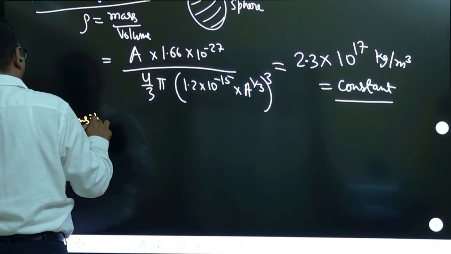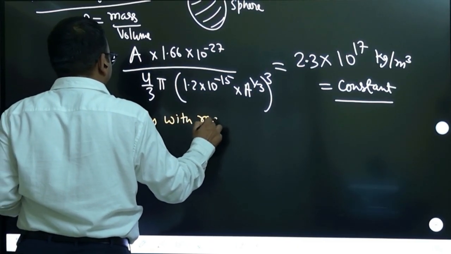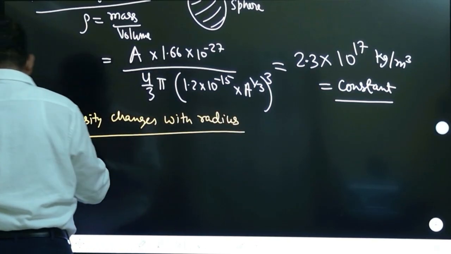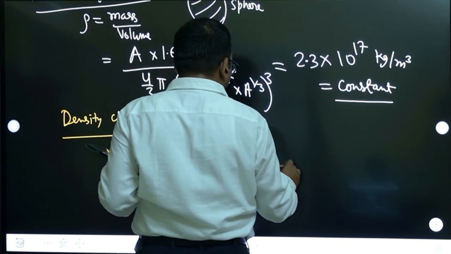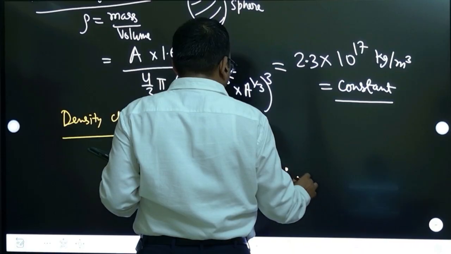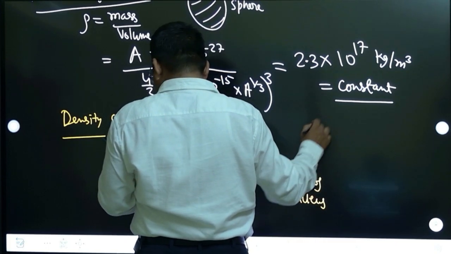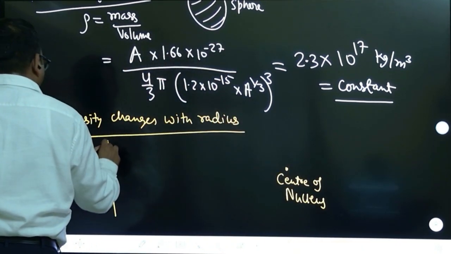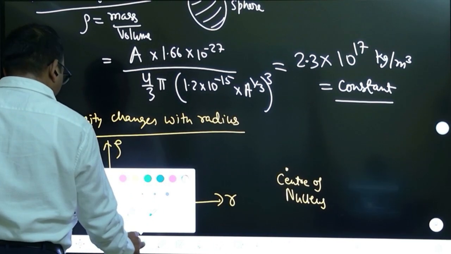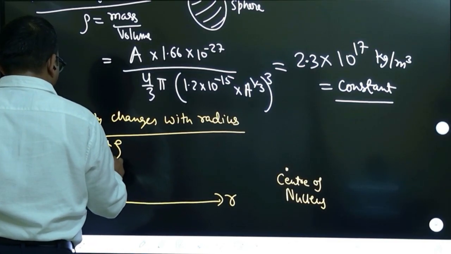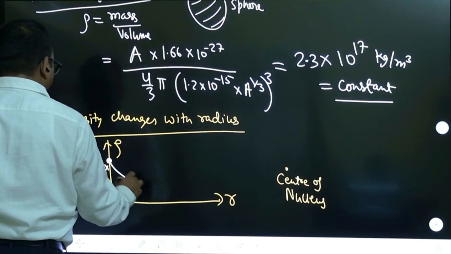Density changes with radius. How does density change with radius? Note that, suppose you consider this is the center of the nucleus, so density keeps on varying. If you see the graph of density versus distance from the center, this density is maximum at the center. After that it goes like this.